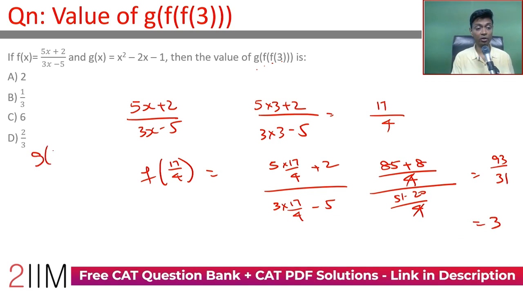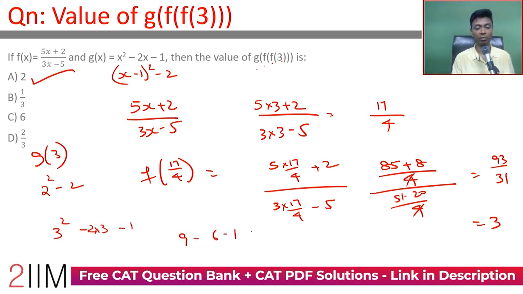So we need to find G of 3. G of 3 can be written as x minus 1 the whole square minus 2. This is 2 square minus 2, which is 4 minus 2, 2. Or x square, 3 square minus 2 into 3 minus 1, 9 minus 6 minus 1, which is 2. Just substituting, being very careful about the numbers. Luckily enough, we get a 3 here.